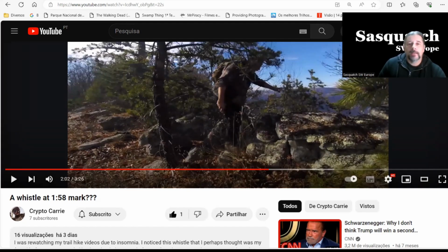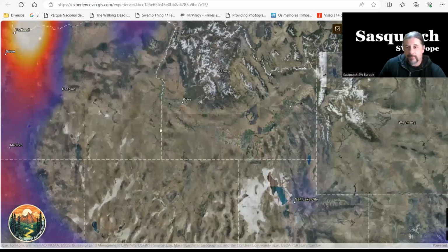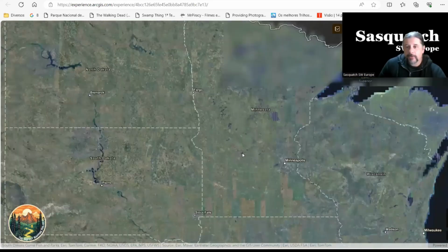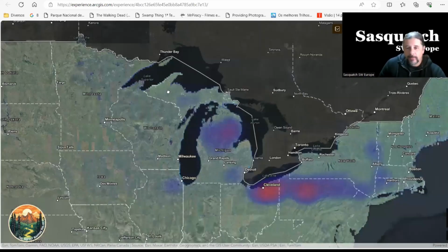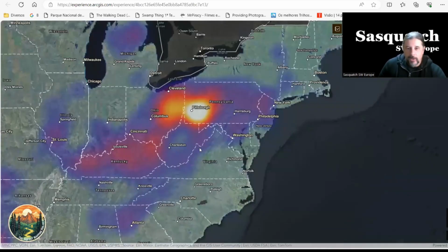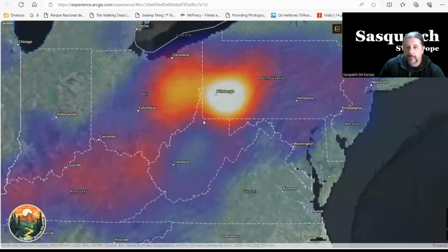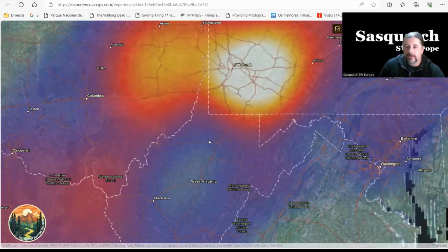I will show you guys why, because we are going to see again the Bigfoot map. I'm going to show you the East Coast, the Bigfoot hotspot on the East Coast. You can see it. The areas with more energy, like whitish yellow, red, are the zones with a lot of sightings. It's Pennsylvania, Ohio, and here the north part of West Virginia.